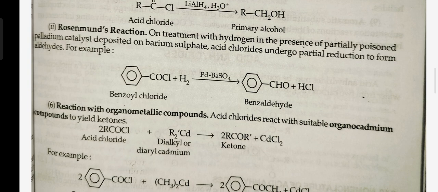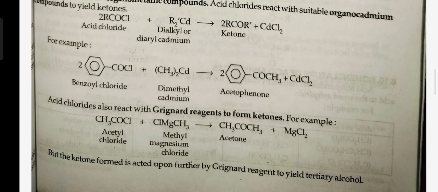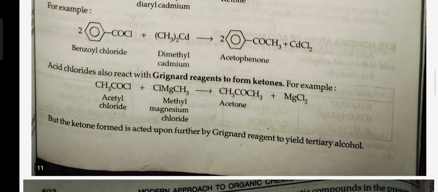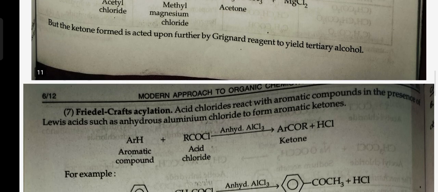Sixth, reaction of organometallic compounds. Acid chlorides react with suitable cadmium compounds to yield ketones. Acid chloride plus dialkyl or diaryl cadmium gives ketone plus cadmium chloride. Acid chlorides also react with Grignard reagents to form ketones. For example, acetyl chloride plus ethyl magnesium chloride gives a ketone plus MgCl2. But the ketone formed is acted upon further by Grignard reagent to yield a tertiary alcohol.